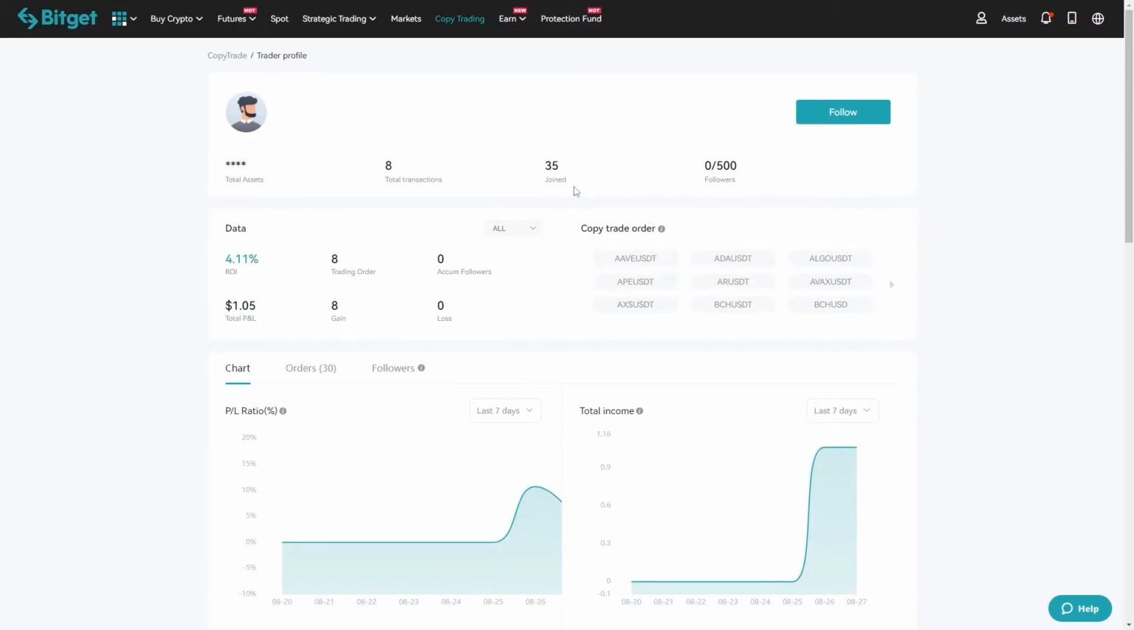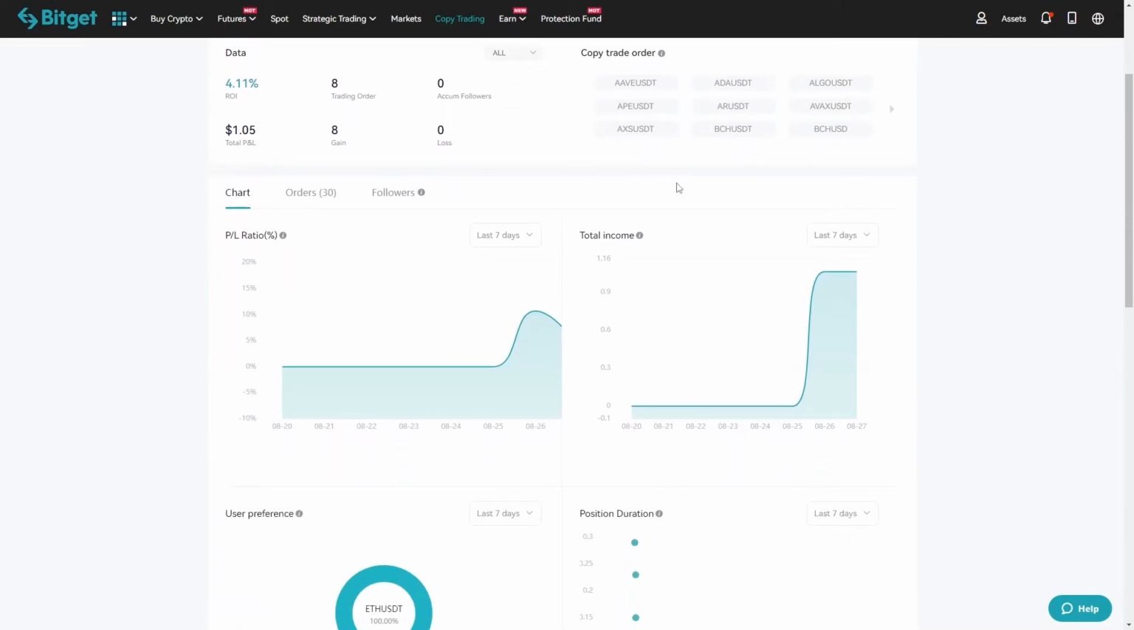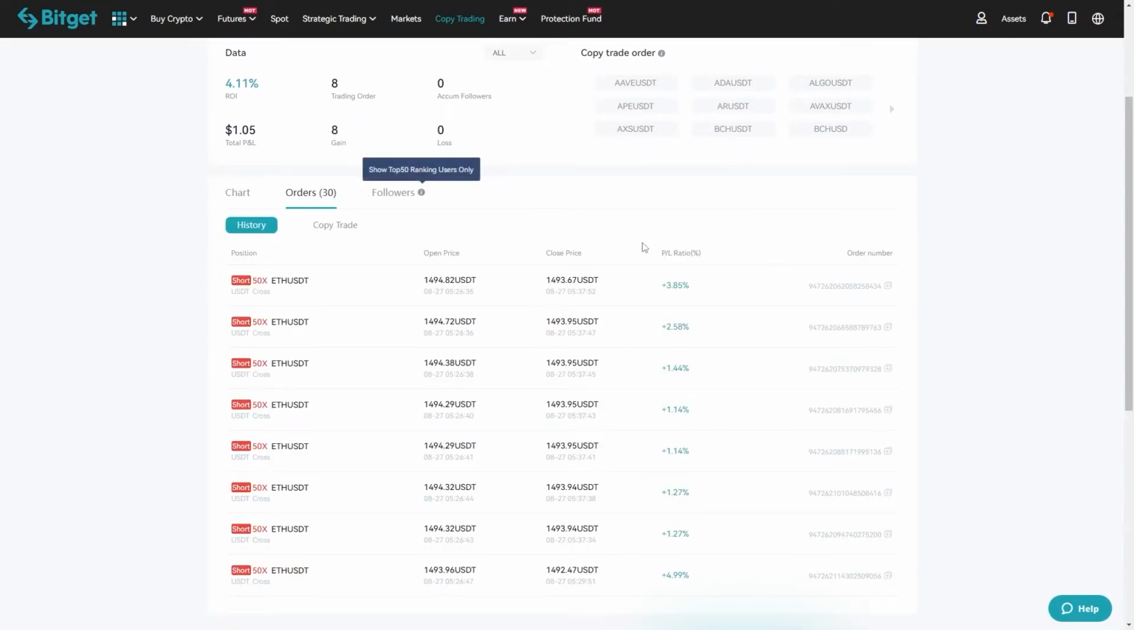So he registered his trader account a month ago, and I would need at least 3 months of trading record to get a clear picture of how he trades. He has no followers at the moment, not many trades, so let's check his records. All of them in profit, but there is a small problem here.